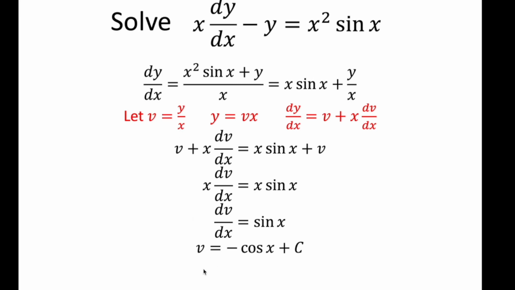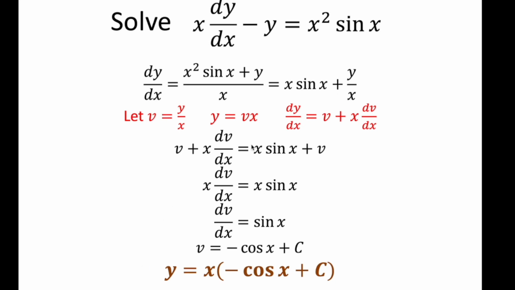Then go back to our substitution here. So v is equal to y over x, is equal to negative cosine x plus c. Then we just have to multiply the x to the right side. So the general solution is y is equal to x multiplied by (negative cosine x plus c).